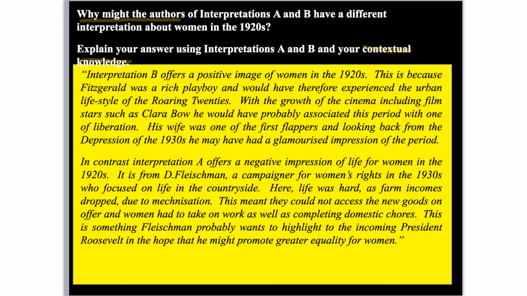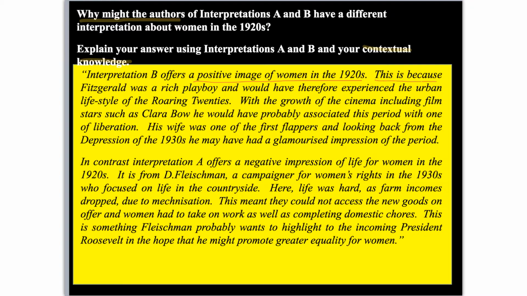So if we start off by looking at the first paragraph here, which is going to be focused on interpretation B. So interpretation B offers a positive image of women in the 1920s. So that's the main reference back to the content of the actual source. So do that in the opening sentence to your actual answer. So you remind the examiner that you understand what the interpretation is. Then we're going to focus not on re-describing how they do that, but on focusing on why they do that. So the next sentence should really have this idea of focusing on why.